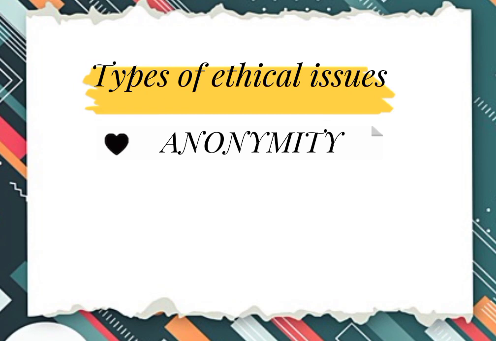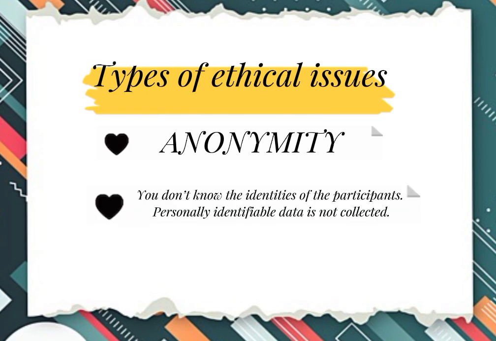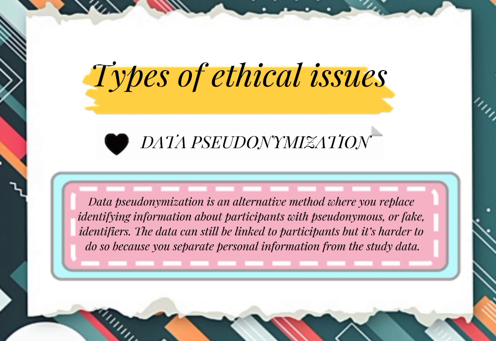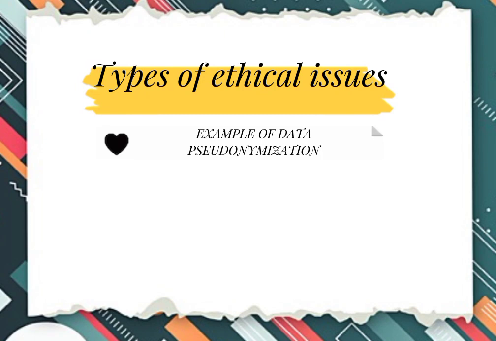Next is anonymity. You don't know the identities of the participants. Personally identifiable data is not collected. Data pseudonymization is an alternative method where you replace identifying information about participants with pseudonymous or fake identifiers. The data can still be linked to participants, but it's harder to do so because you separate personal information from the study data. Example of data pseudonymization.